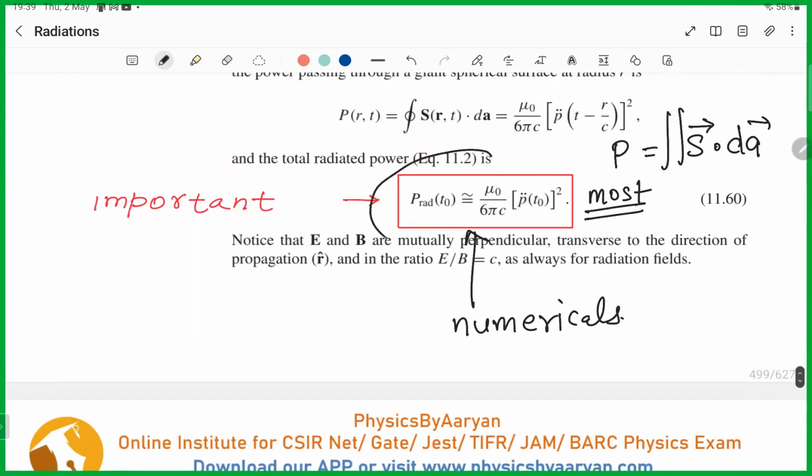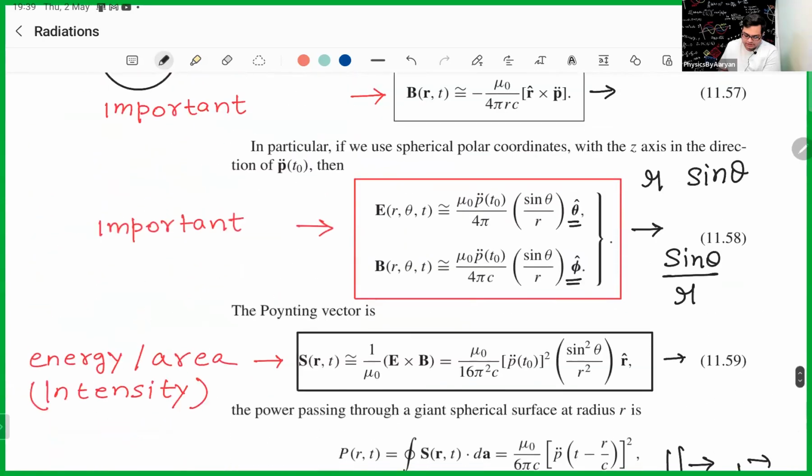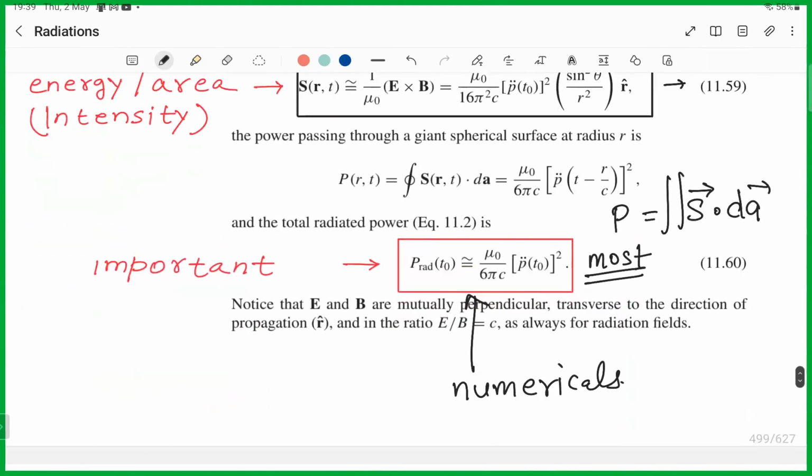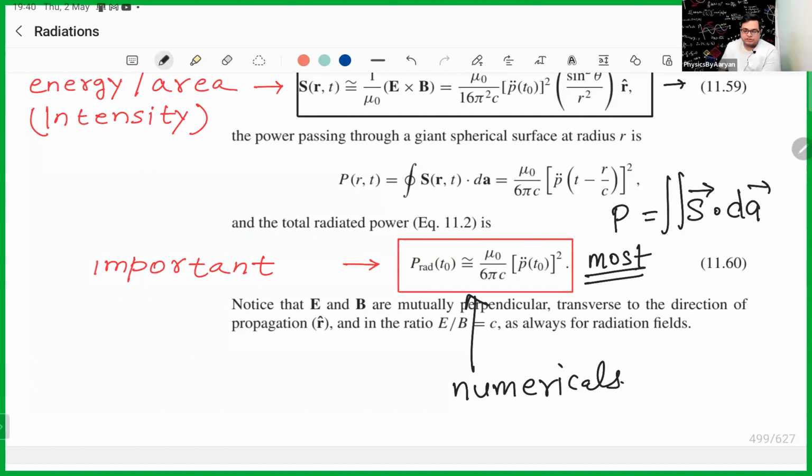Sir, what is the T0 there? What is the T0 in the formula? P rad, the T0, where is it? The bottommost formula, sir. Please go down. The last formula. Yes, sir, T0. The starting time, the time when you begin.